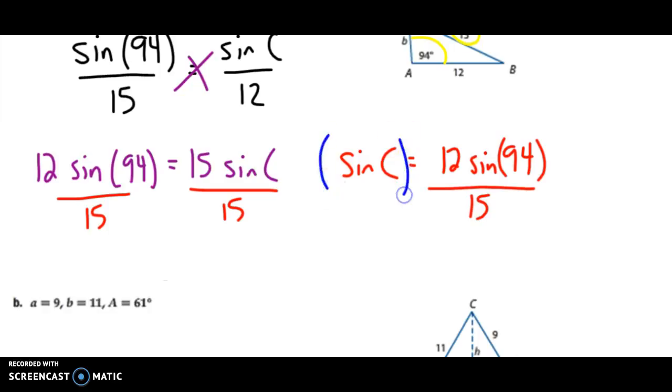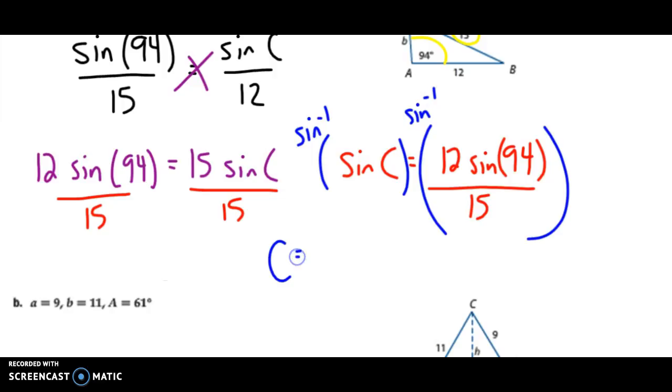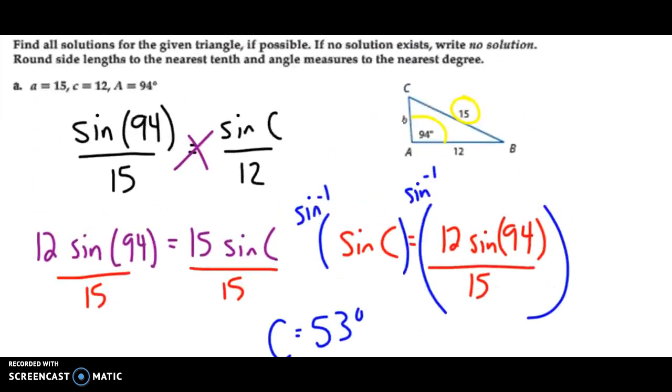And now how do we get C by itself? Well, the way we undo that is we take our inverse sine. Do the same here, inverse sine. Okay, and so I find out that C is the inverse sine of 12 sine of 94 divided by 15. And I find out that C is going to be approximately, round to the nearest degree, 53 degrees. Okay, so I go up here, that right there is 53 degrees.